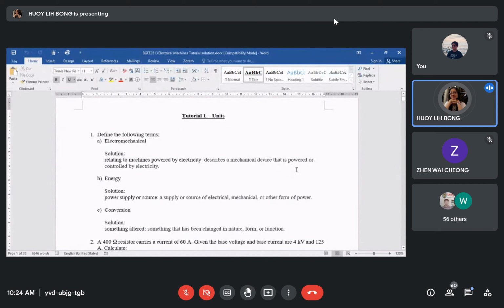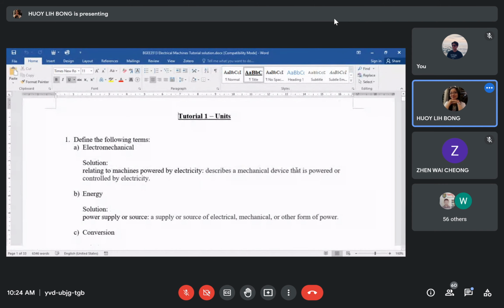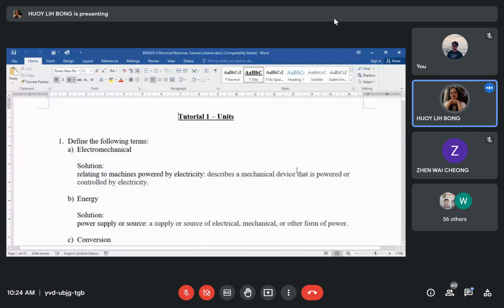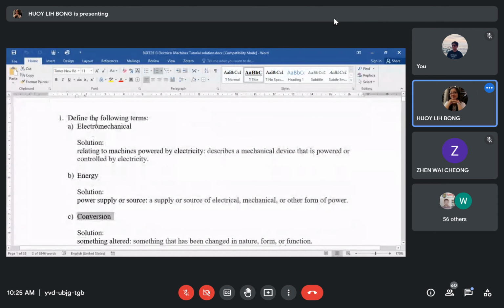So for tutorial 1, you can see the screen. The first question is just about definition. So what you're learning here is the electrical machine. If you want to find books, you can either type in electrical machine or electromechanical energy conversion. Okay, some of the book titles, they are defined according to this.